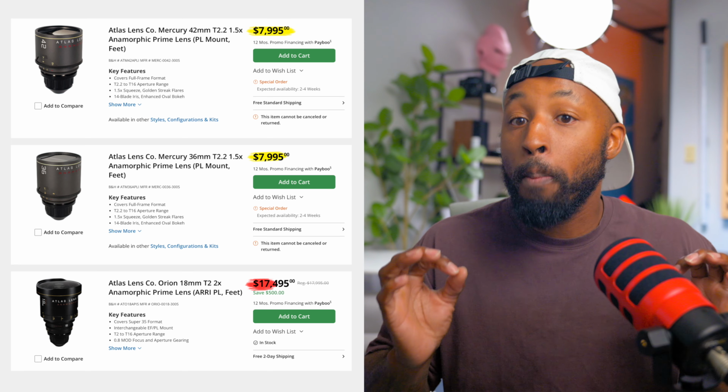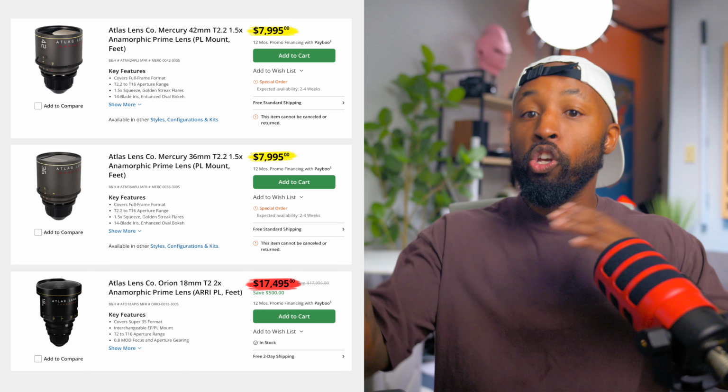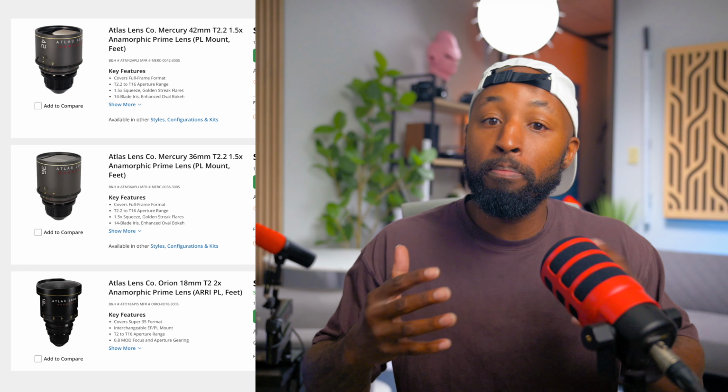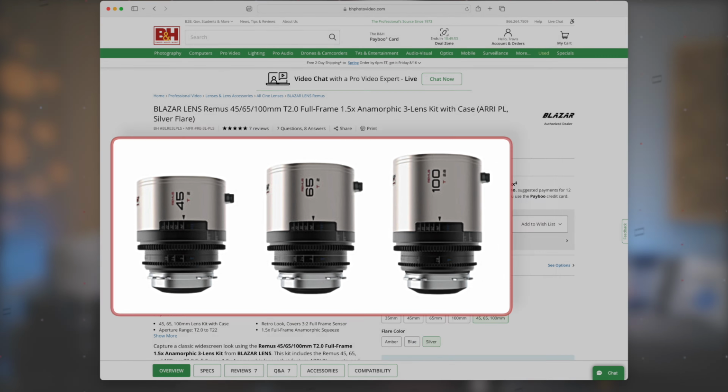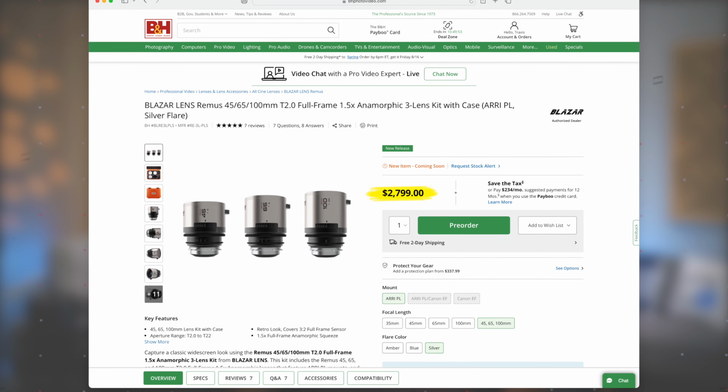Traditionally, anamorphic lenses have been pretty expensive, often starting at several thousands of dollars per lens. However, prices are starting to come down, making them more accessible for indie filmmakers and enthusiasts. Take my Blazar anamorphic set, for example. It includes a 45, 65, and 100mm lens, and the entire set cost me $2,700.